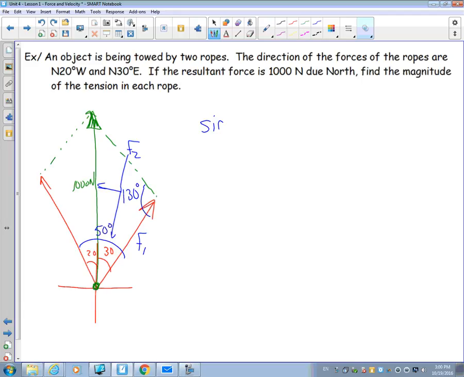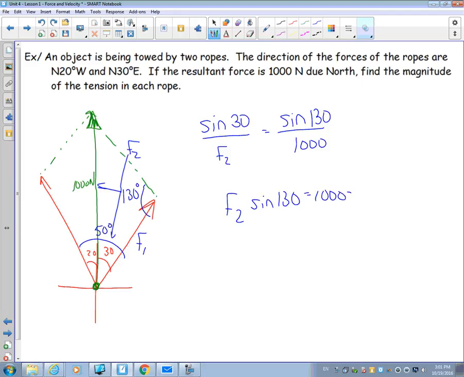So I can write down that the sine of 30 goes with force number 2. And I know that the sine of 130 is across from 1,000. And I can cross multiply and solve this. So we do what we got. F2 times the sine of 130 equals 1,000 times the sine of 30. Divide them both out by sine 130. They'll cancel. Divide this side by sine 130. And force number 2 has to be 652.7 newtons.